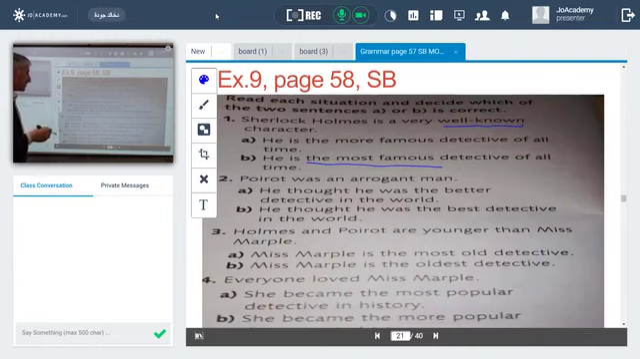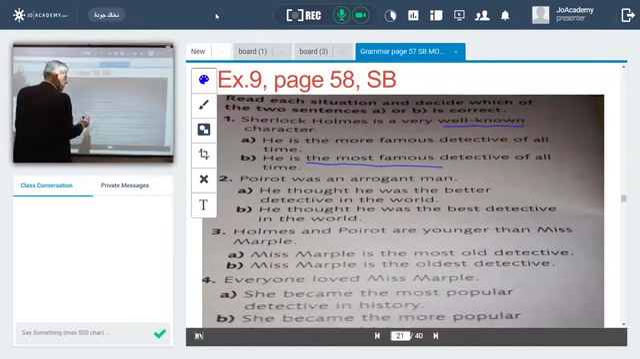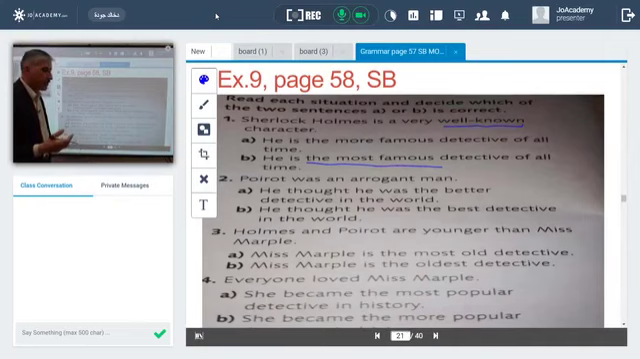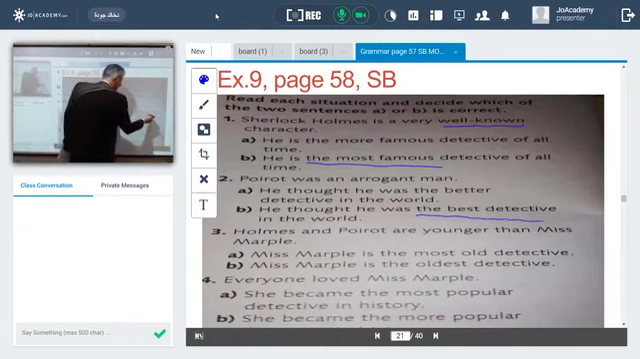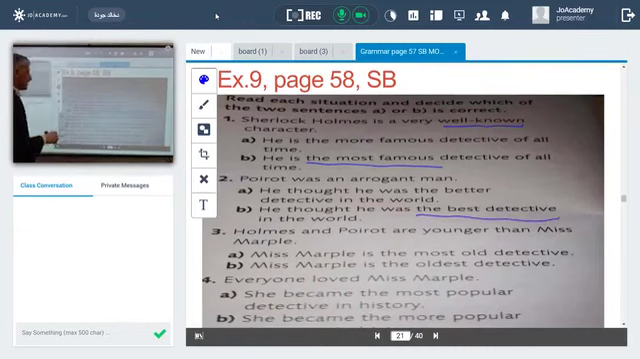The second sentence, Perry was an arrogant man. Arrogant, we said arrogant means متعجرف. He thought he was the better detective in the world, or he thought he was the best detective in the world. What do you think? Do we use better or best? Of course, we use the best here. He was the best detective in the world, because here it is superlative.